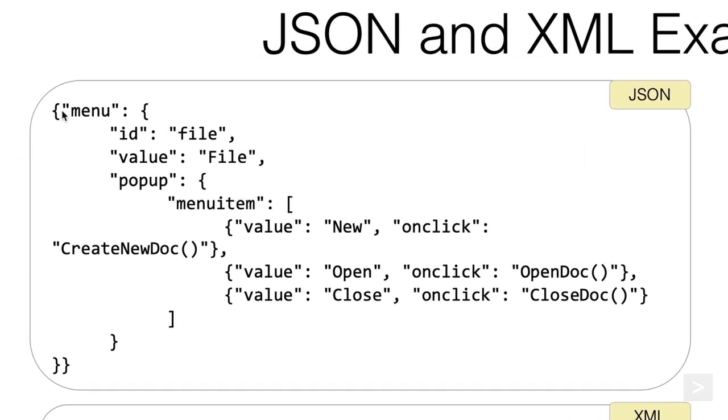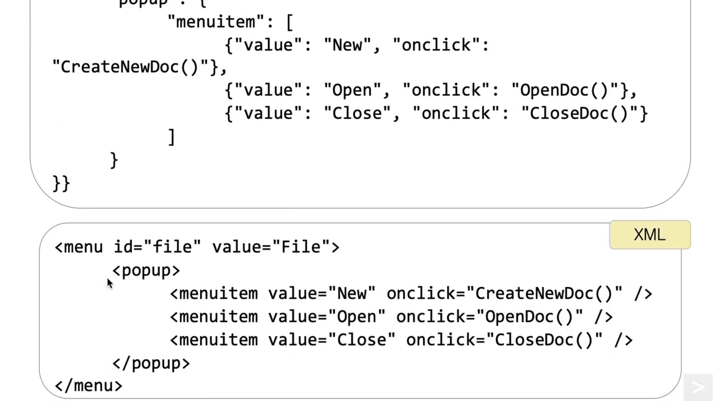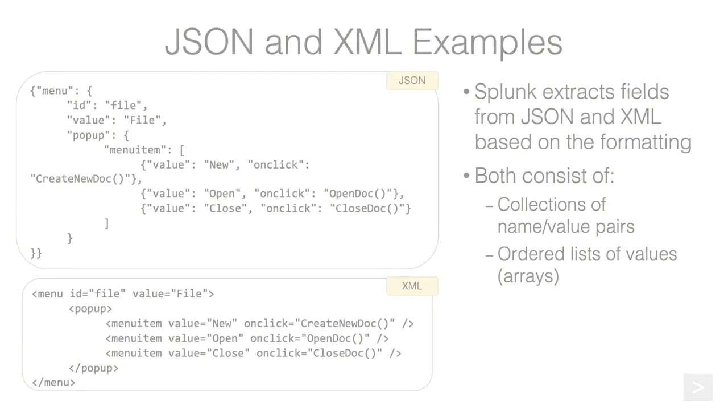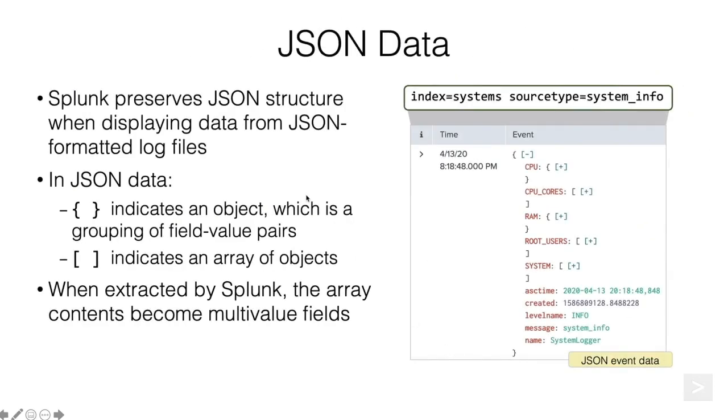As we're looking here at some JSON data, we have a menu with a set of objects embedded within it and a menu array that contains a few values, such as new, open, and close. And we will see that we have a very similar menu embedded within this XML syntax. So these are two examples of some self-describing data sources. Now we'll start with JSON data. We have some AWS instance system data that was ingested from a JSON formatted log file.